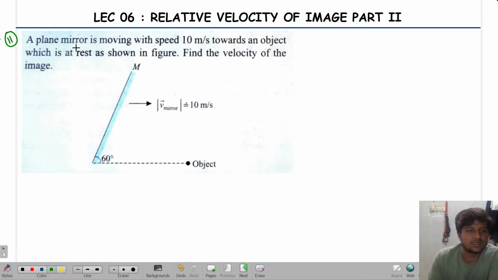Now, here what the question is saying is that a plane mirror is moving with the speed of 10 meter per second. Means the velocity of mirror is given as 10 meter per second towards an object which is at rest, as shown in the figure. Means this particular object is at rest over here. Got it or not? Now, what is the question? Find the velocity of the image formed. So you have to calculate velocity of image, just velocity of image. Got it or not?